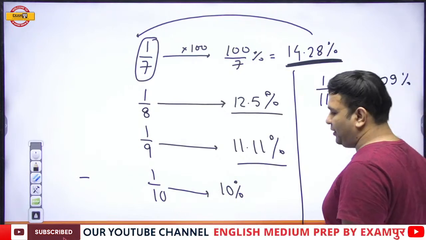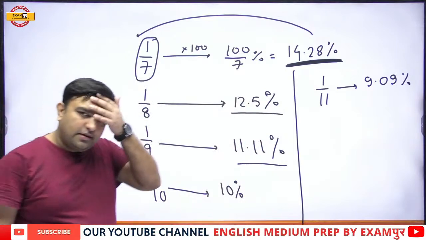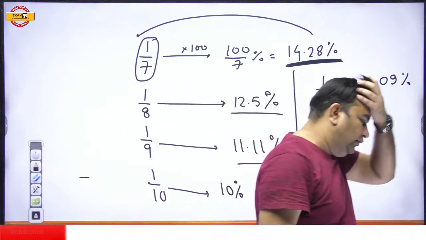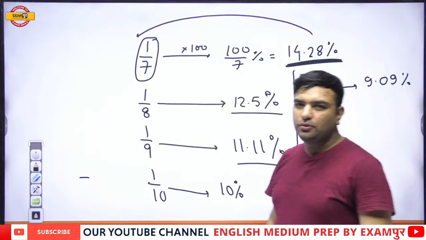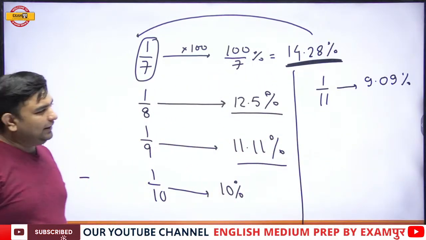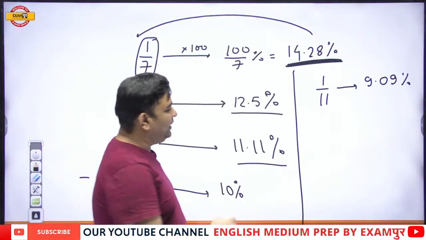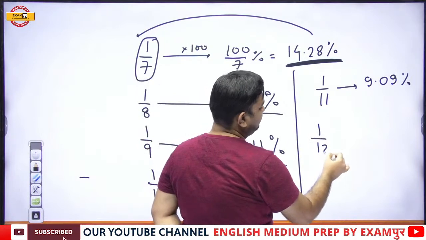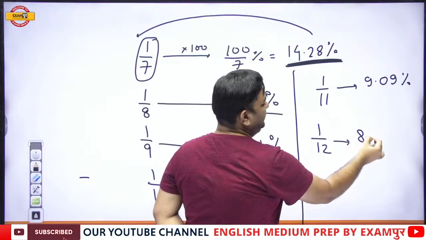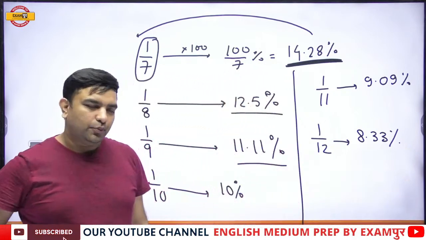Guys, it's going to finish. Just do not worry about it. I will take a revision, guys, so that you will be a master of this inside the class only. Just do not worry about it. 1 by 12 is 8.33%.